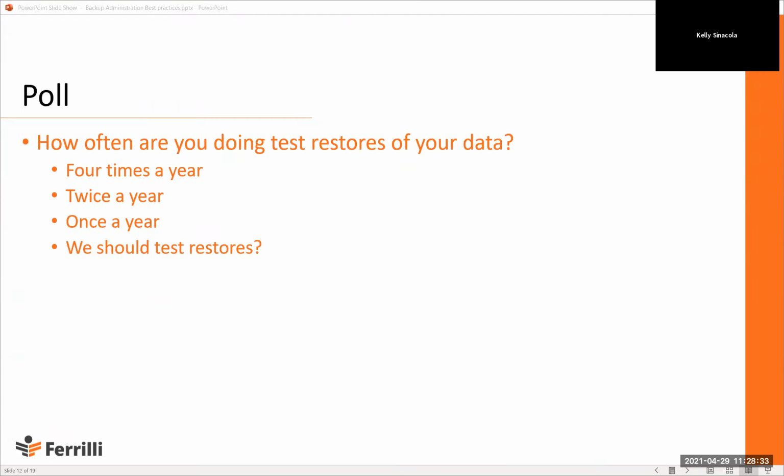And we're starting to get some results in. Give everyone a few more seconds to respond to the poll. Okay, let's see. Unfortunately, Andrew, you're going to be distressed to learn that the majority of folks said we should test restores, followed by once a year, and then a tie in last place for 4 times a year and twice a year.